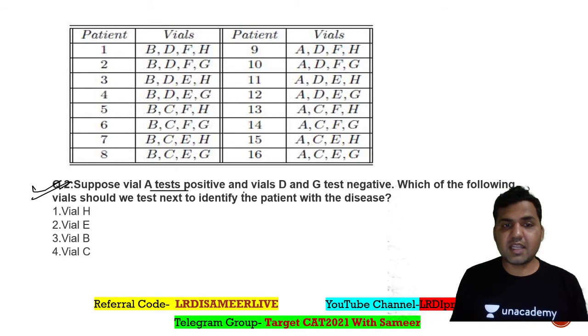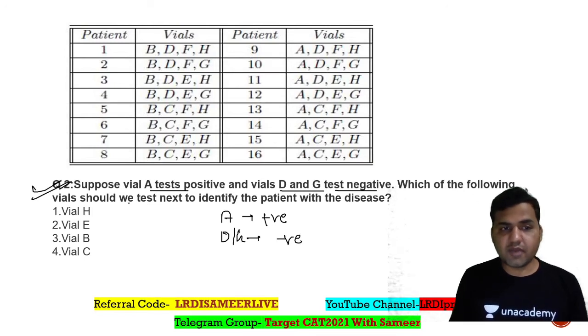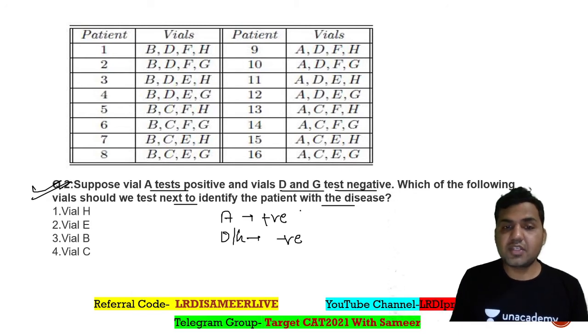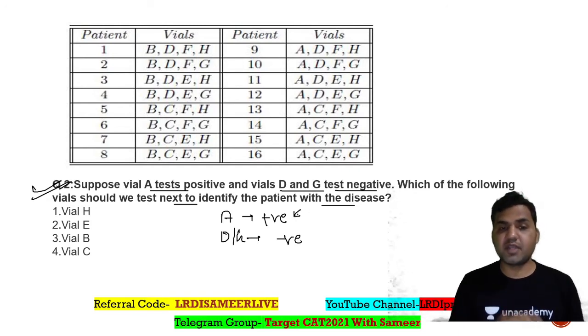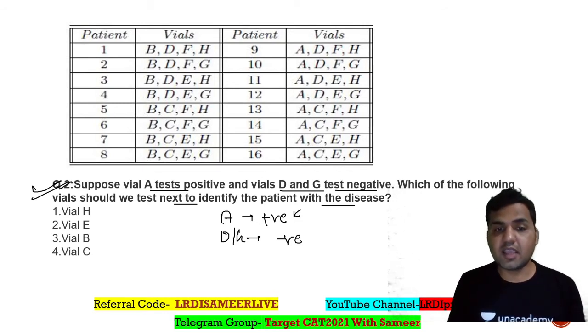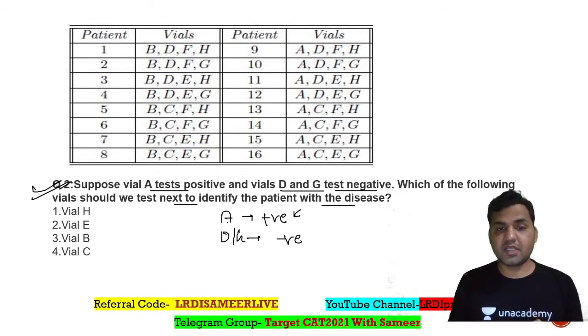Suppose vial A tests positive, and D and G test negative. Now A is showing the positive result, right? And D and G are showing the negative result. Which of the following vials should we test next to identify the patient with the disease? So if A is showing the positive result, that means the patient whose blood is present in vial A should be having the disease, right?